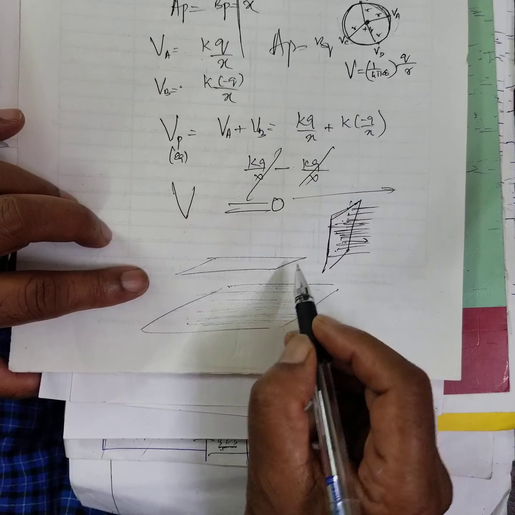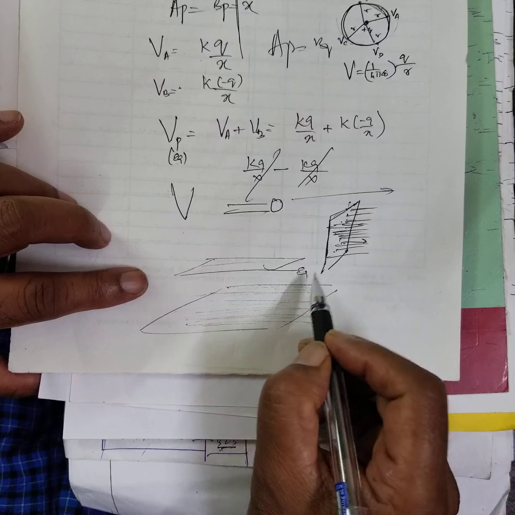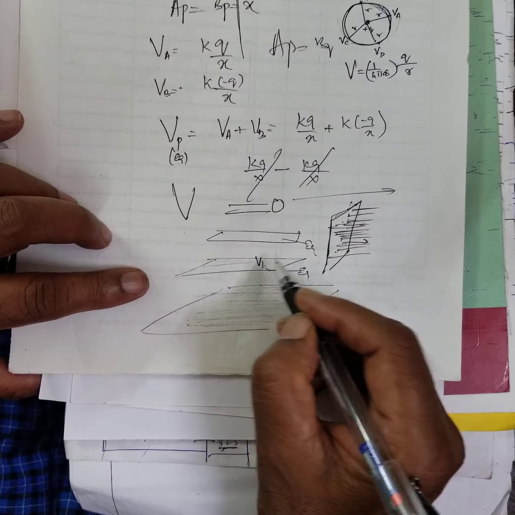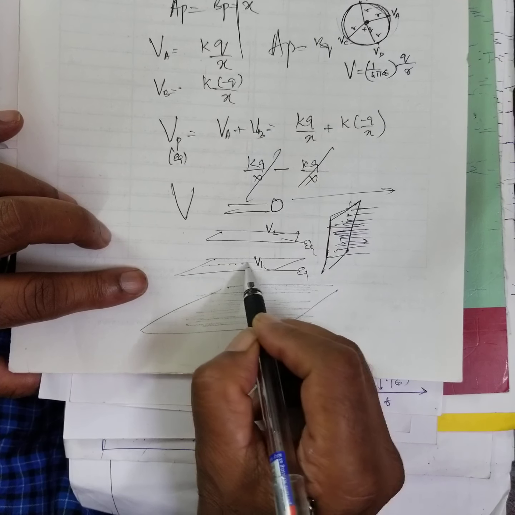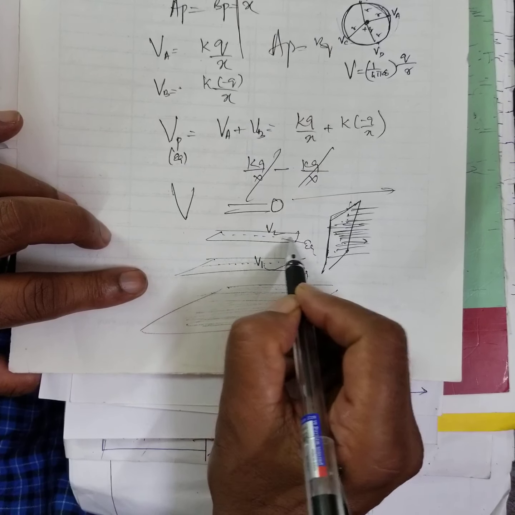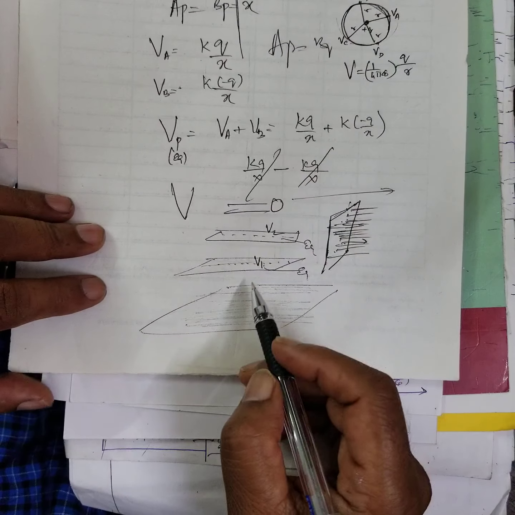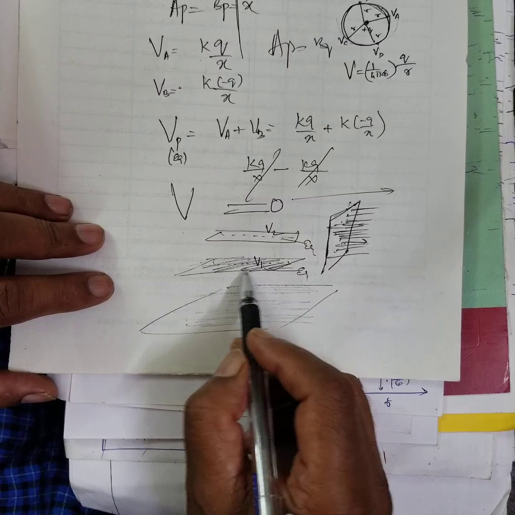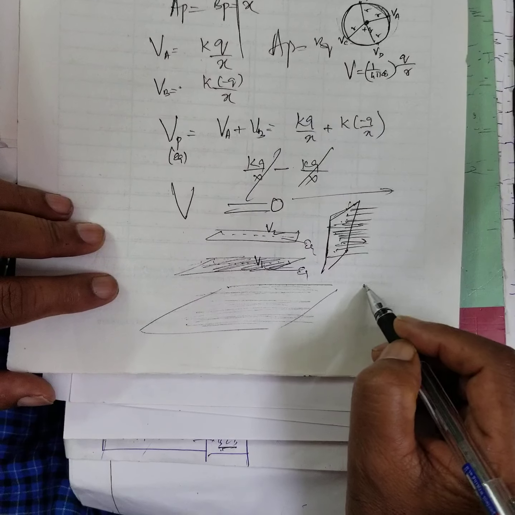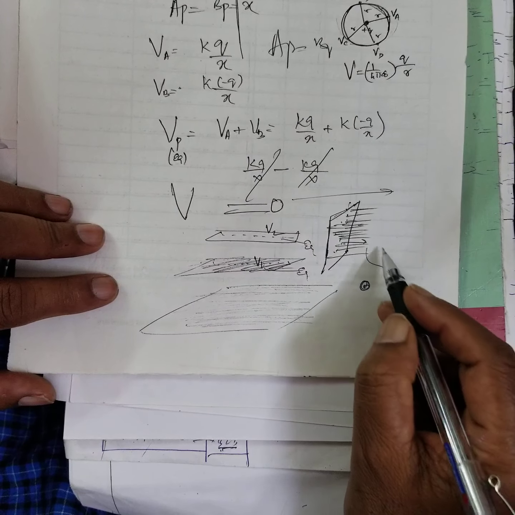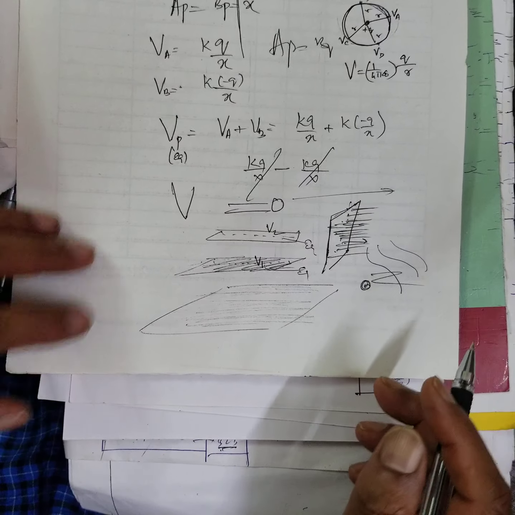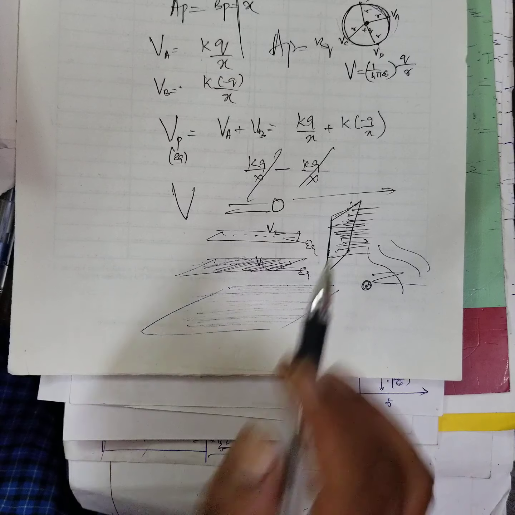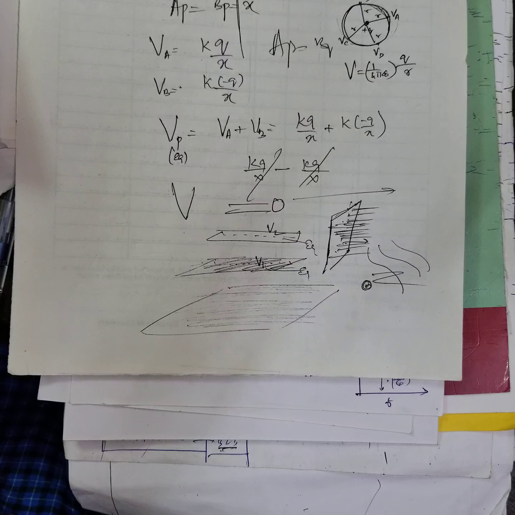Imagine a plane here. This is an equipotential surface. Imagine another plane. This is also an equipotential surface. These are potentials V1 and V2. Here all the points have the same potential, and here also all the points have the same potential. That means a surface passing through all the points having equal potential is called an equipotential surface. Right? Therefore, now you know the potential due to the dipole.